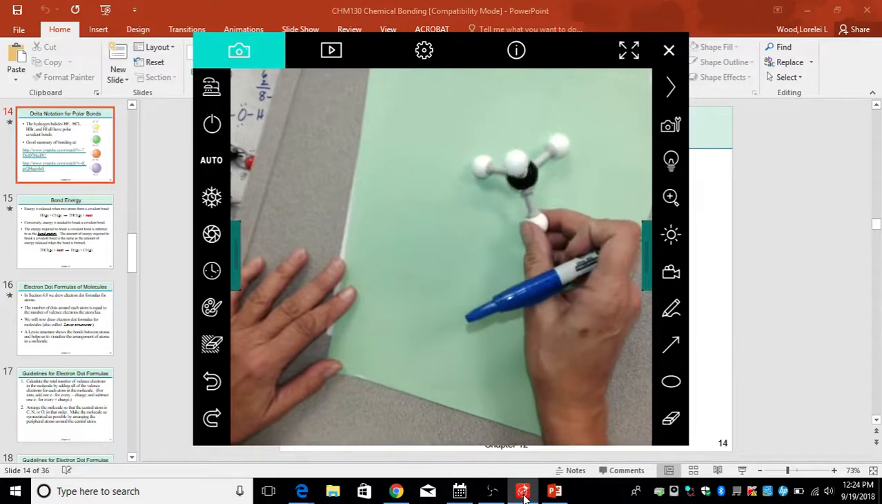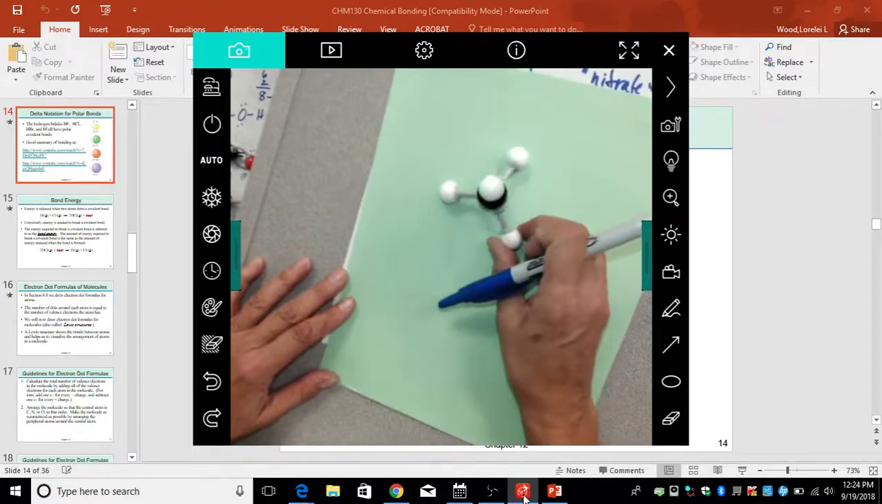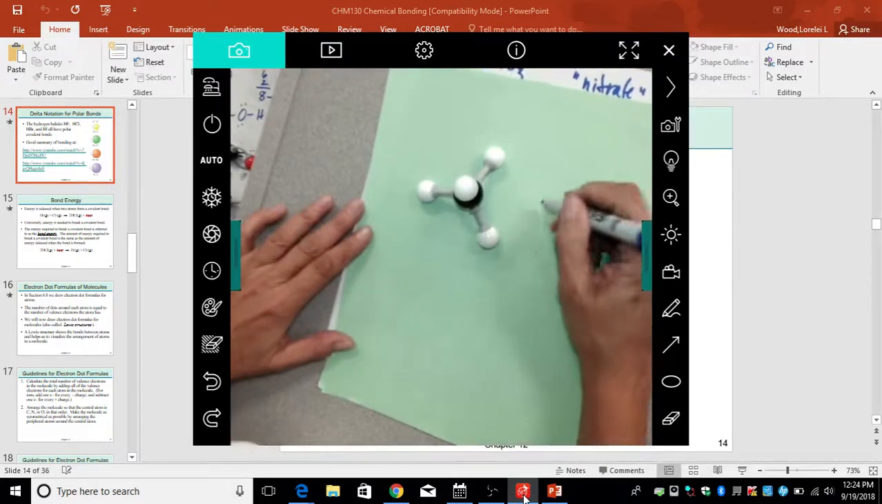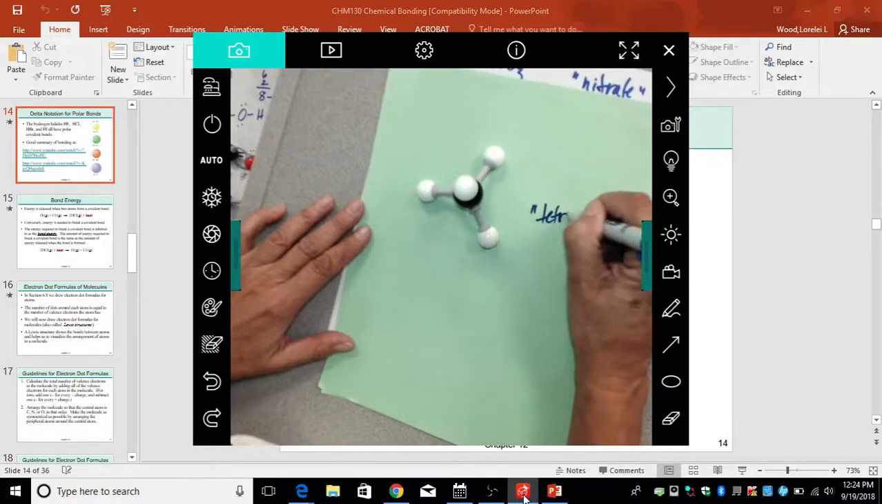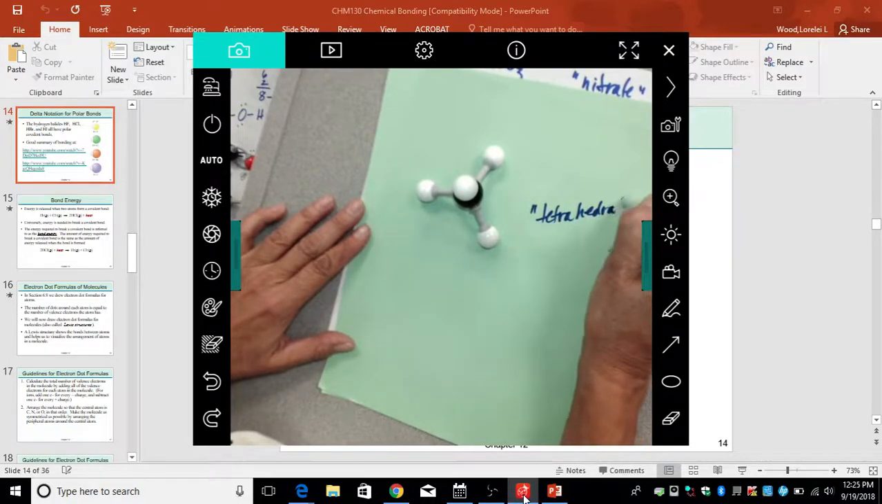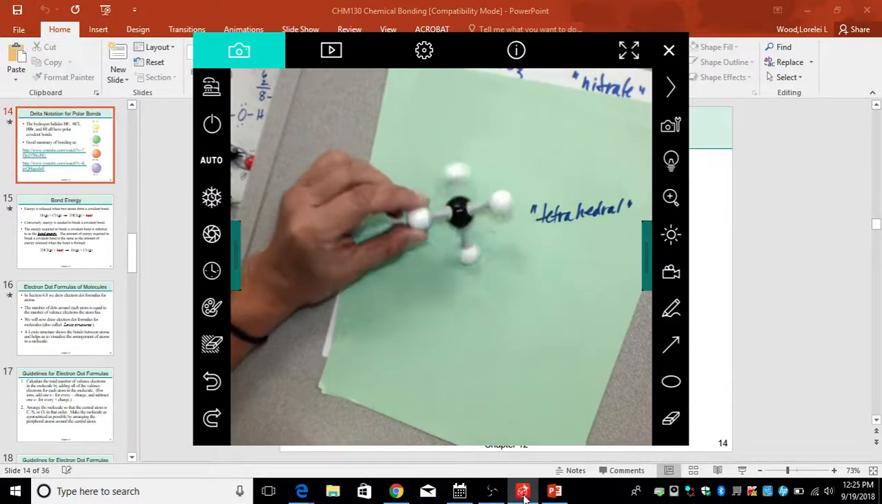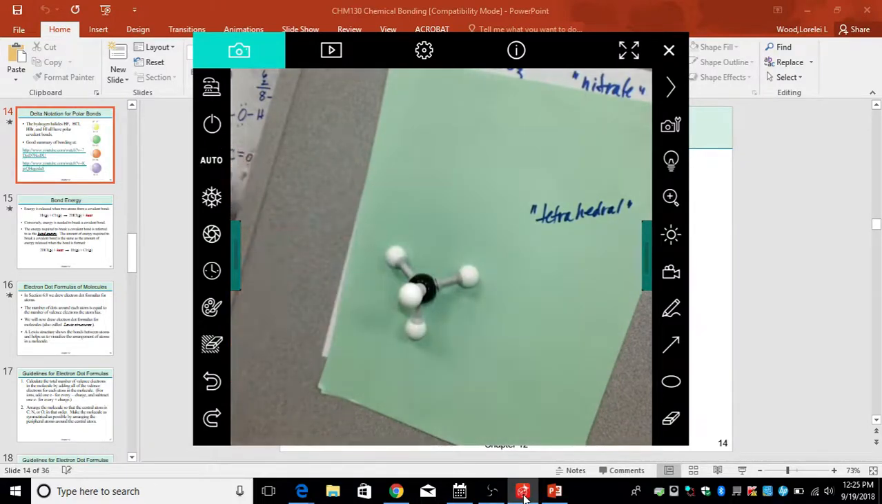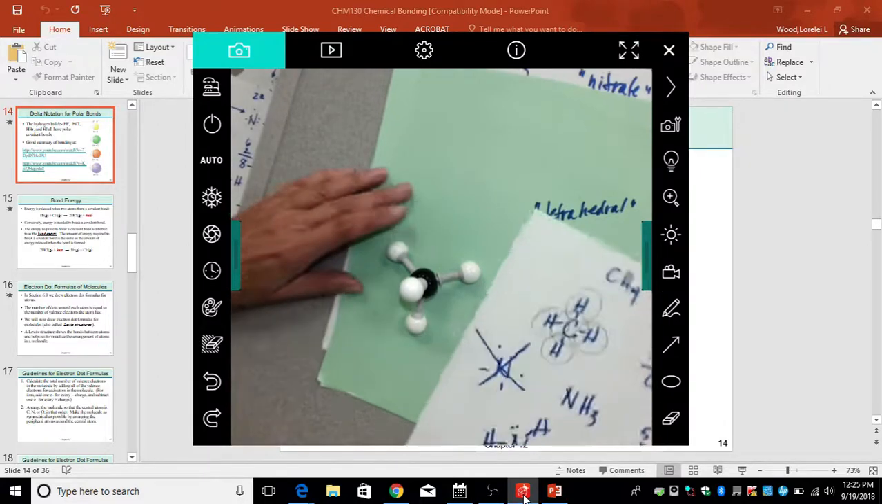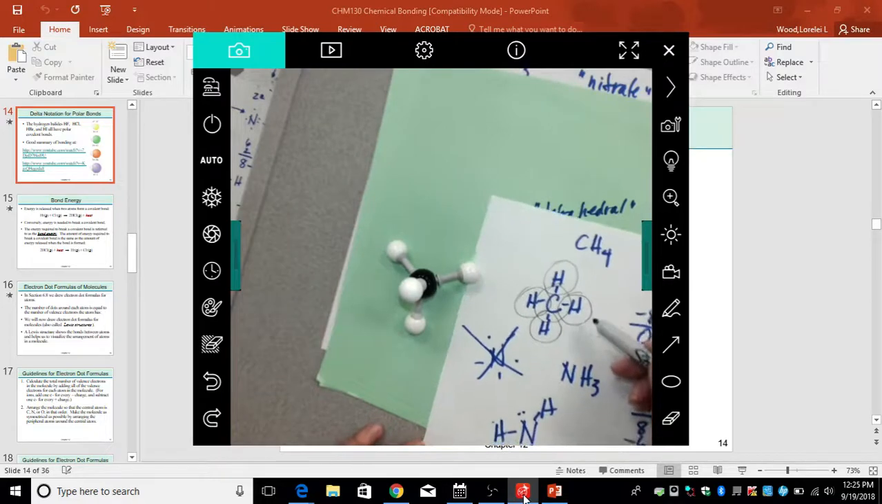All right, this one. Does anybody know what this shape is called? Tetrahedral, right on. All right, so tetrahedral. Let's look at a tetrahedral molecule. I know I drew one already. Where's tetrahedral? Here it is. Here's a tetrahedral molecule. This stuff right here, the methane gas, right?